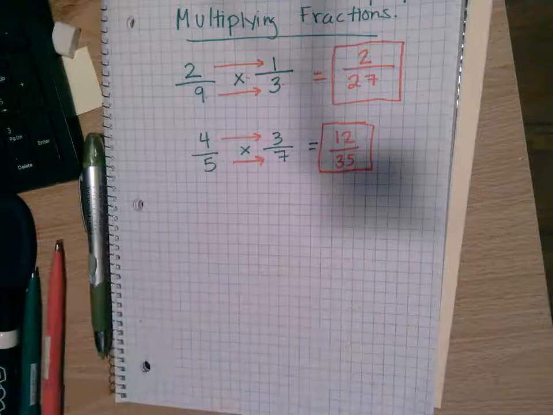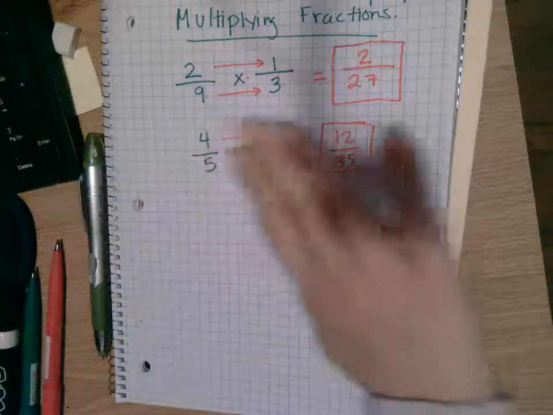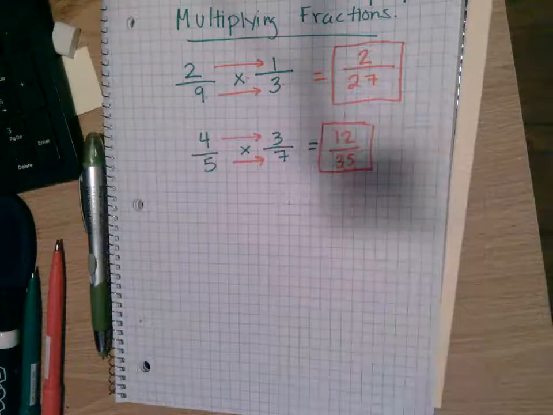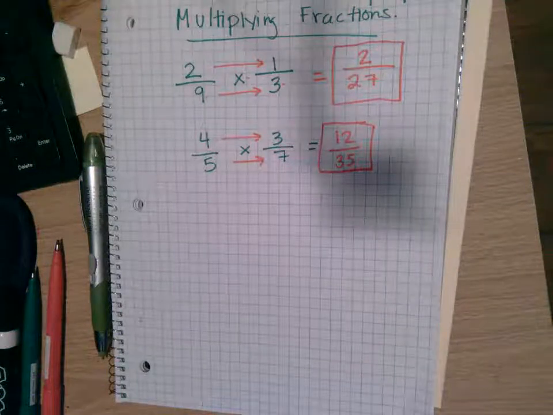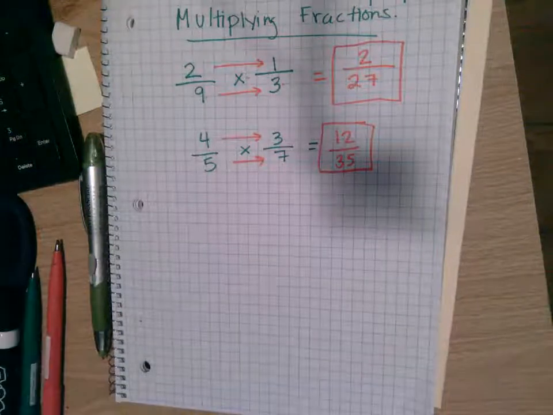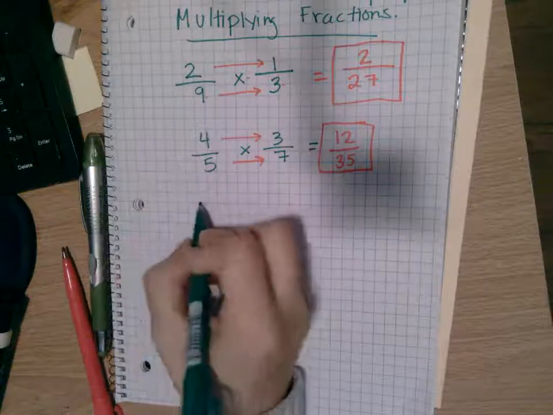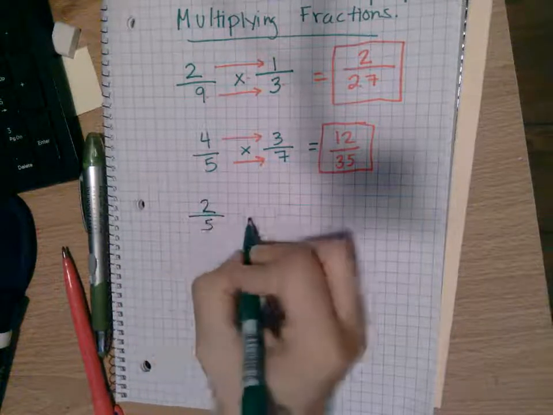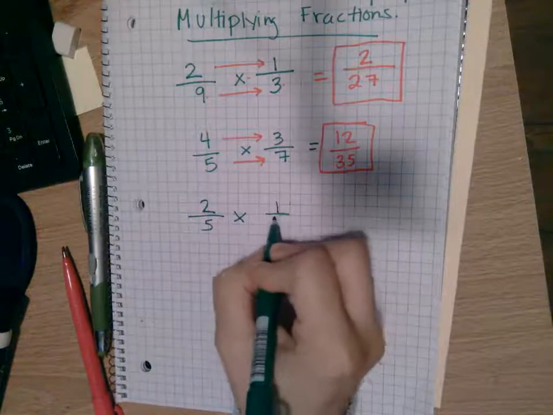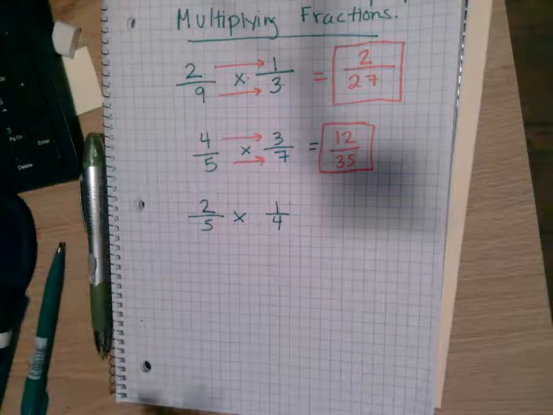Yes. Okay, so this is level 1. Level 1 is just multiply straight across. There's no simplifying. You're done. Now let's do level 2. Level 2, 2 over 5 times 1 over 4. Okay.